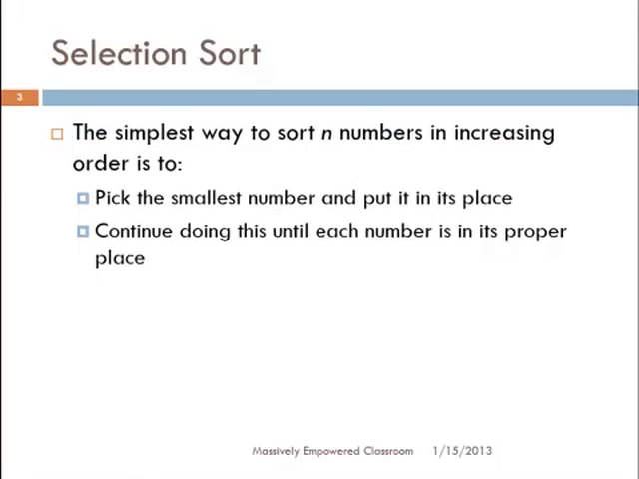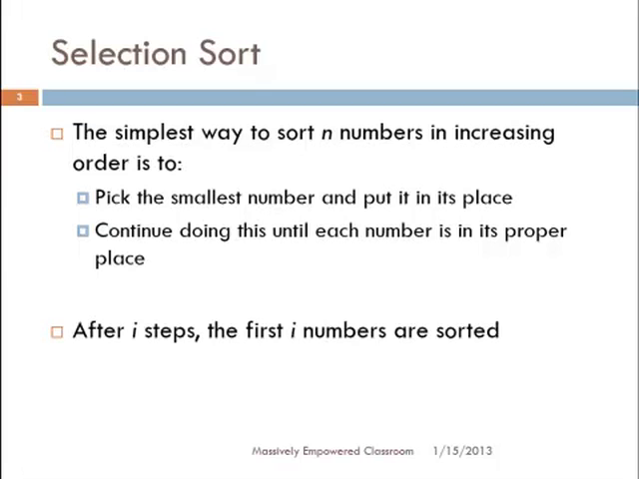The idea behind selection sort is find the smallest number and put it in its right place. And if we keep doing this until all the elements are sorted, in the end each number will be in its proper place. So we take the elements which are not yet sorted, find the minimum of them, the smallest of them, and put it in its correct place. So after the first step, the first element will be in the correct place. After i steps, the first i elements will be in their proper places, and at the end all the data elements or all the numbers will be in their proper place.